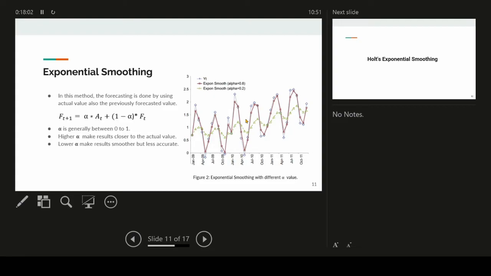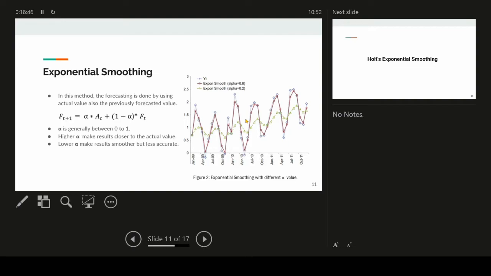Alpha is generally between 0 and 1. If alpha is higher, nearly 1, it acts like naive forecasting. It simply sets the actual value. For example, 720 is the fourth week of data, so for the fifth week it will store 720 as the forecasted value. So it acts as naive forecasting. But if my alpha becomes nearer to 0, it depends more on the previous forecasted data and less on the previous actual data.